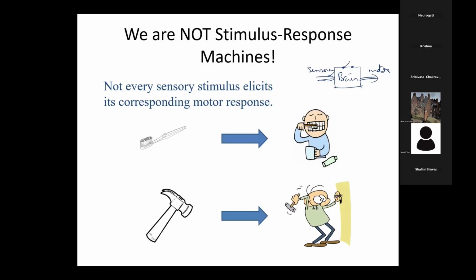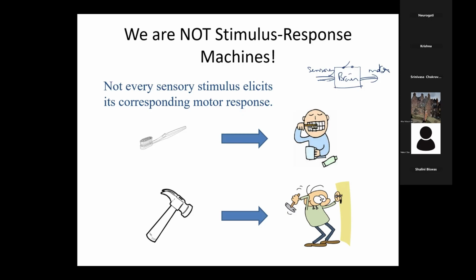We are not just stimulus-response machines, right? For example, if I give you a toothbrush right now, you won't pick it up and start brushing yourself. It doesn't make any sense. This is not the time for brushing your teeth. Similarly, if I give you a hammer, you don't automatically start hammering nails on the walls. There's no need for it. There's no context. So just because an input is presented to you doesn't mean you immediately produce a relevant output, because it may not be necessary, relevant, or timely.